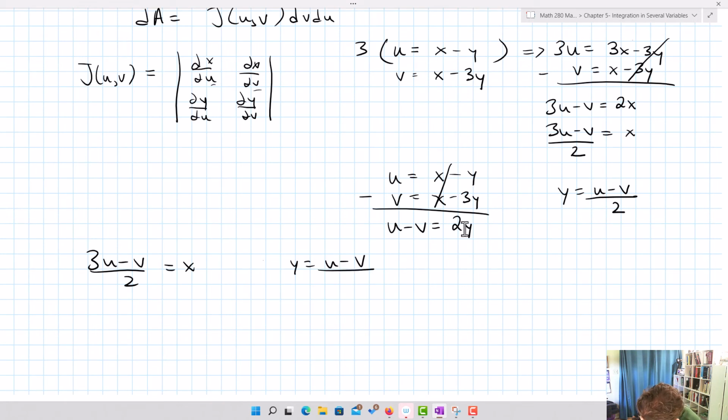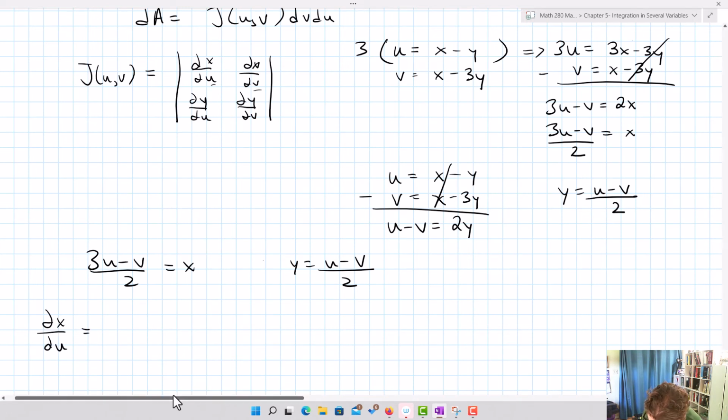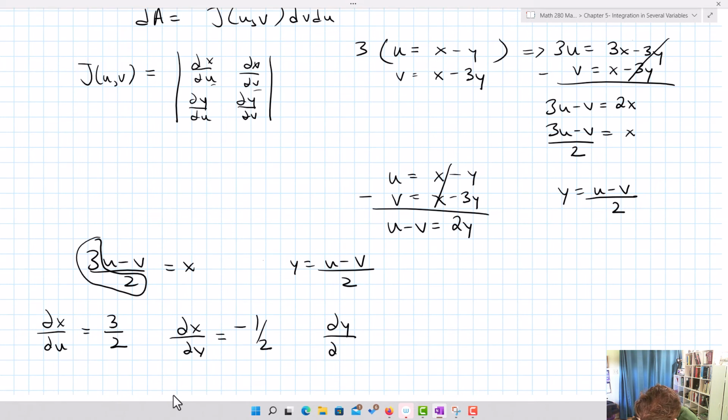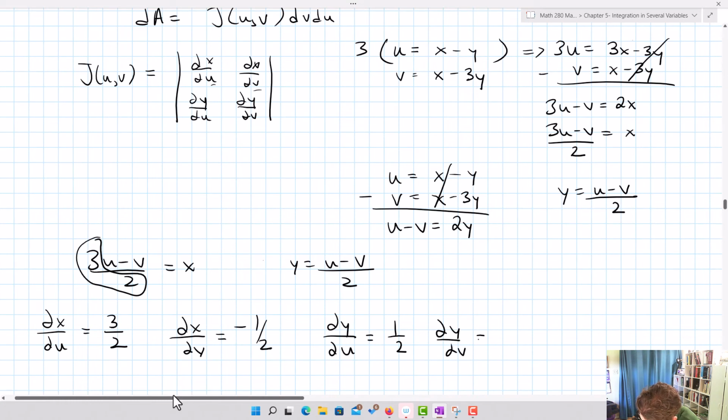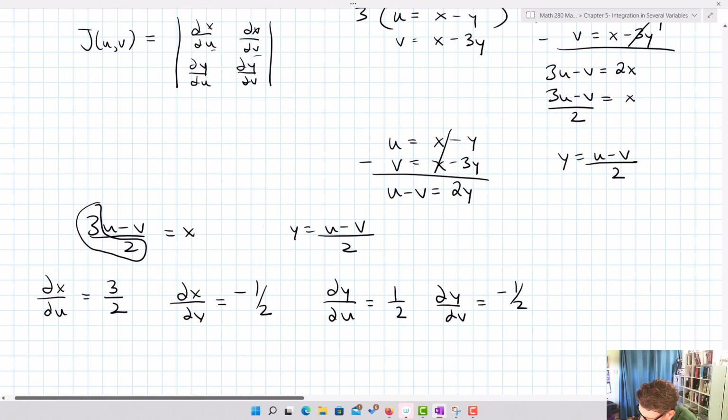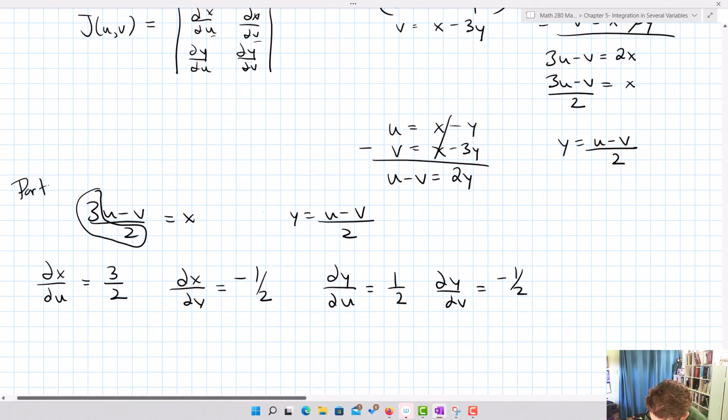So del x del u is going to equal 3 halves, because it's just these two and v is treated as a constant. Del x del v is going to equal negative 1/2. Del y del u is going to equal 1/2. And del y del v is going to equal negative 1/2. So we take our partials, and now we can go and find our Jacobian.